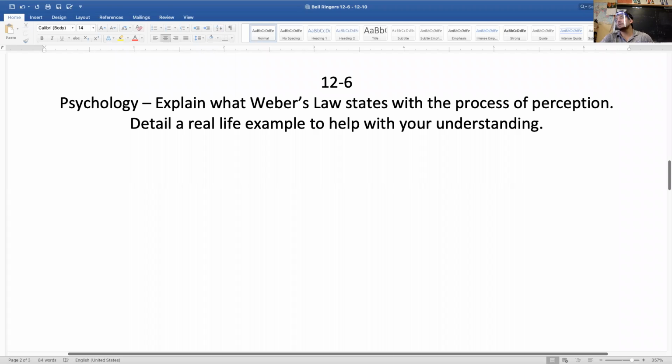Explain what Weber's law states with the process of perception. Detail a real life example to help with your understanding. There we go. So we mentioned this on Thursday, Friday at assignment, talking about this. So maybe if you have an example already for Weber's law from the assignment, you can put that in.